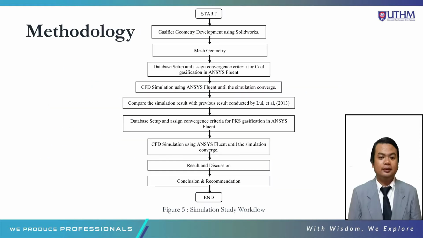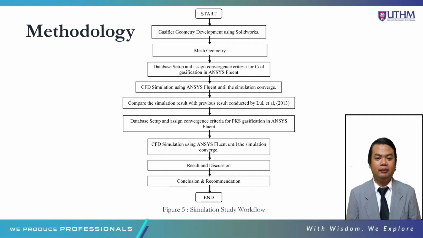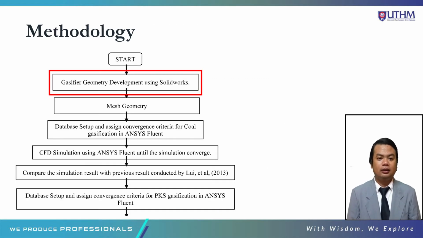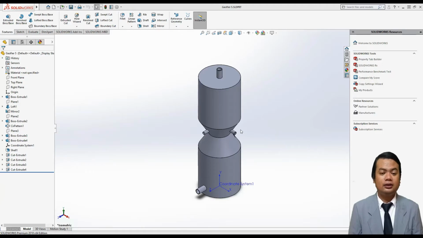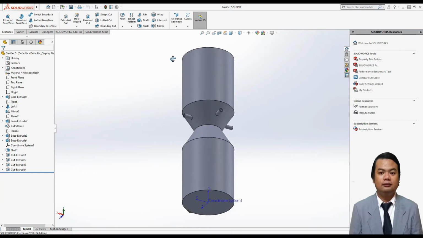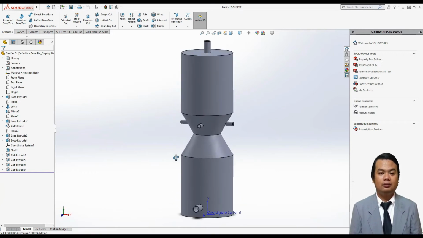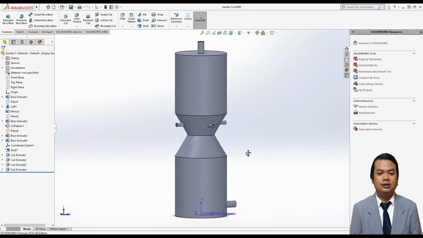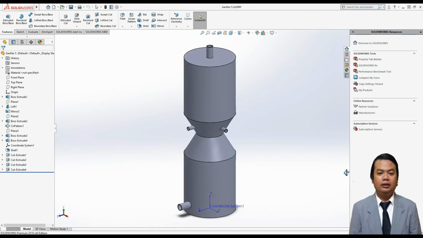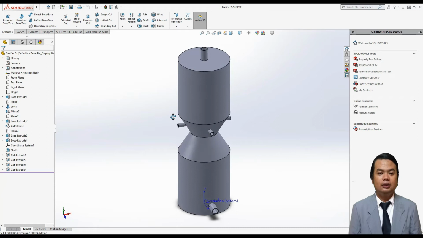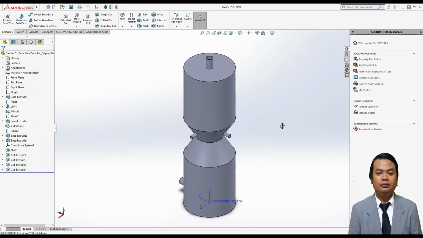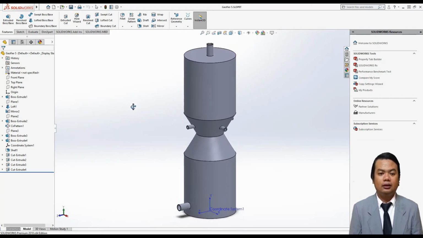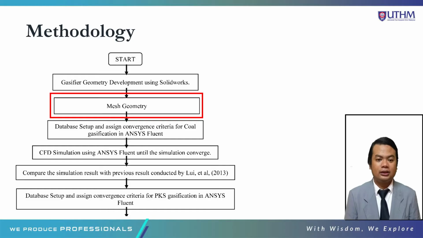After the problem statement, objective, and scope are defined, the gasifier parameters and process data were collected during the geometry development. The fixed bed downdraft gasifier model was developed using SolidWorks. The geometry parameter was adapted from the previous research conducted by Liu, and the oxidation zone parameter was adapted from the Handbook of Biomass Downdraft Gasifier Engines. The model was exported as a parasolid to ANSYS.